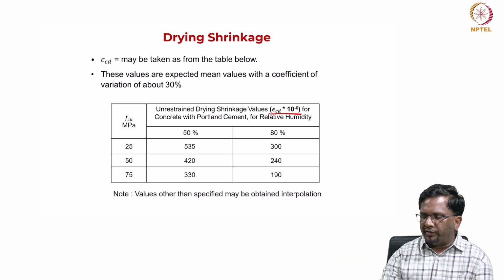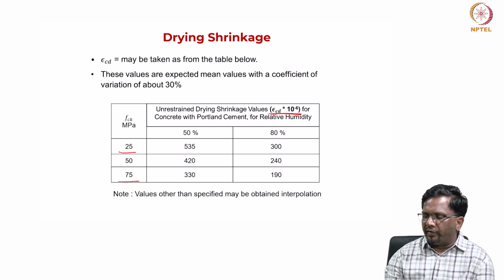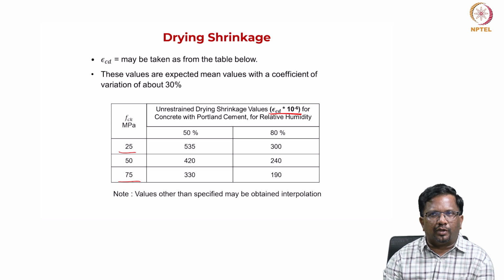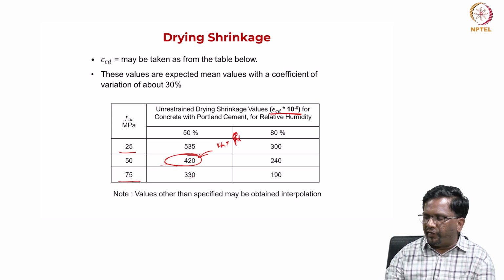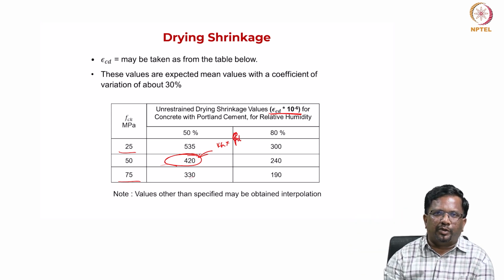This final value is given in the code for different concrete grades. For example, if I am using 50 megapascal concrete, and let us say my location is in Hyderabad with dry conditions and 50% relative humidity, so the final value that I need for 50 means 420 microstrain. Now, that again I have to multiply with kh, and I multiply with the beta ds factor. So, this is the maximum value that is possible. Then I need to knock it down by the kh factor and beta ds factor. So, that is what we do.